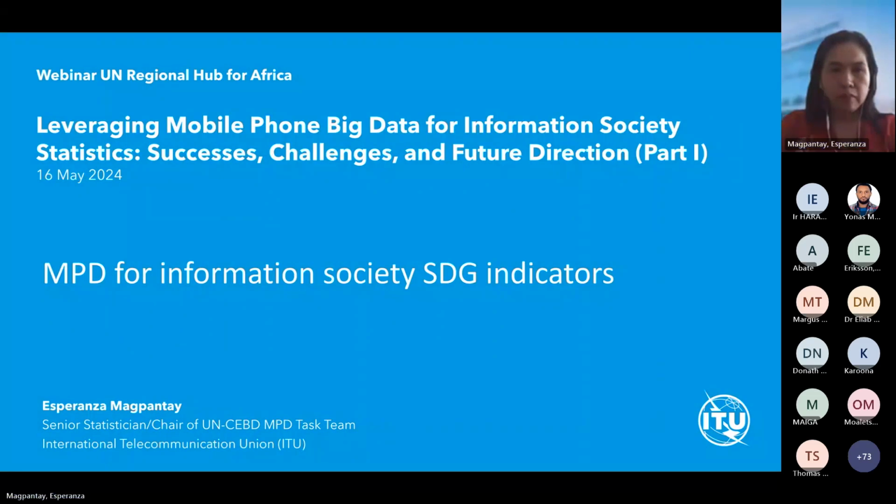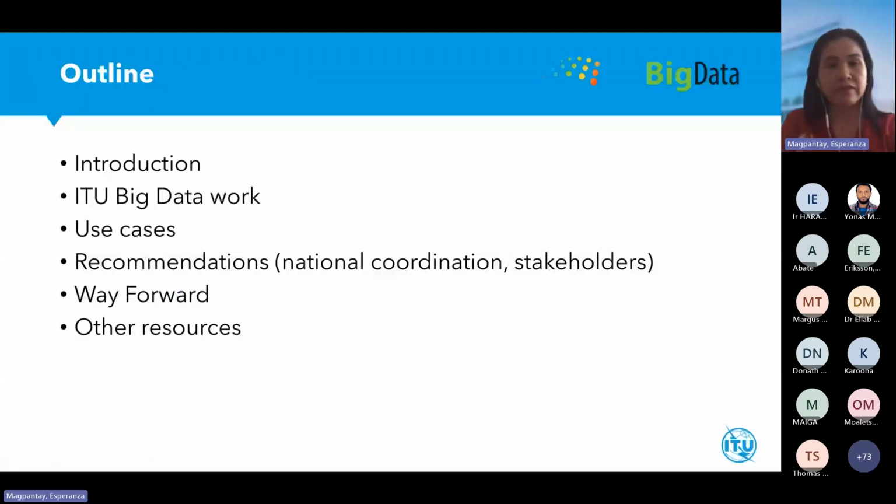So I will talk about some of those use cases and some of the recommendations that relates to how data could be accessed at the national level with all the different stakeholders, and other new developments that involves cooperation and additional work that we do with other partners.